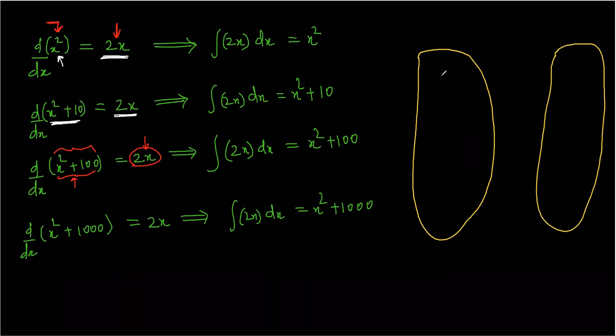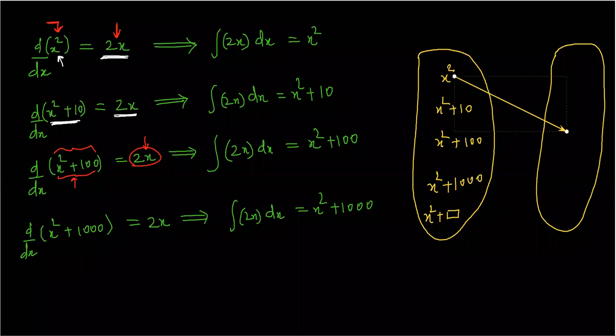Suppose in this set I write the functions x square plus 10, x square plus 100, x square plus 1000, x square plus 10,000, x square plus any number I write, whatever constant I write here. Okay, it has to be a constant. And suppose in this I have the derivative. Okay, what do I have? I have derivative. So derivative of x square, what is derivative of x square?